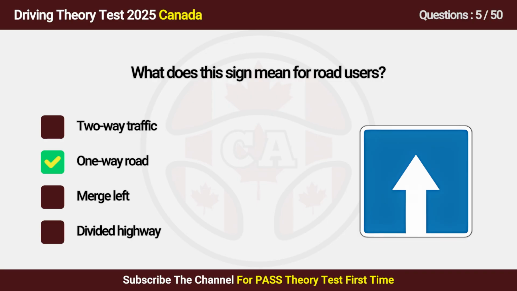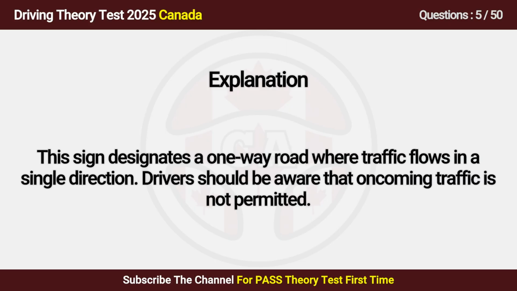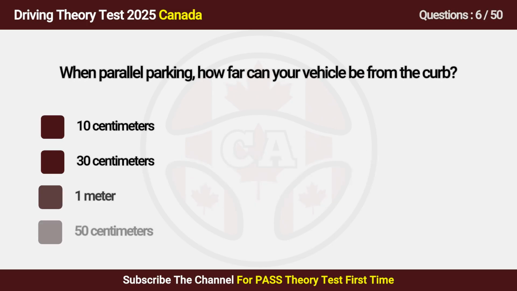Answer is B. One-way road. This sign designates a one-way road where traffic flows in a single direction. Drivers should be aware that oncoming traffic is not permitted. Question 6. When parallel parking, how far can your vehicle be from the curb?